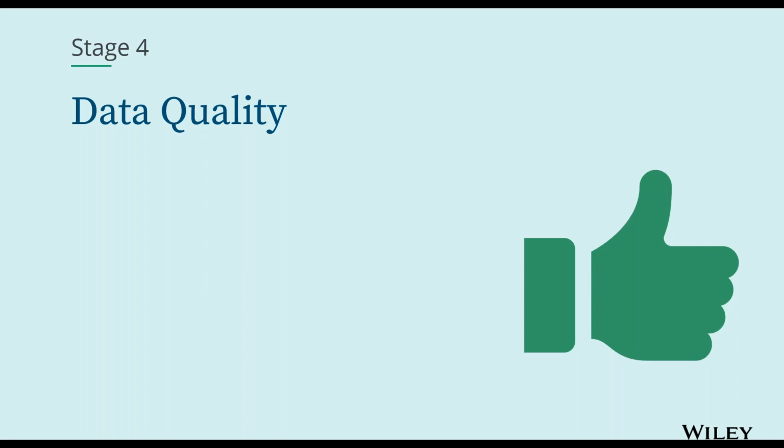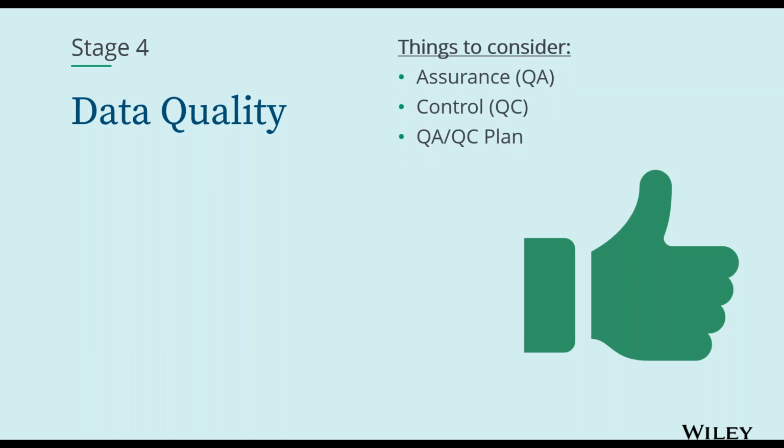All right, so let's go to stage 4, data quality. A really important part of data management is to develop a quality assurance and quality control plan, or QA/QC plan. Just as data checking and review are important components of data management, so is documenting how those tasks were actually accomplished.